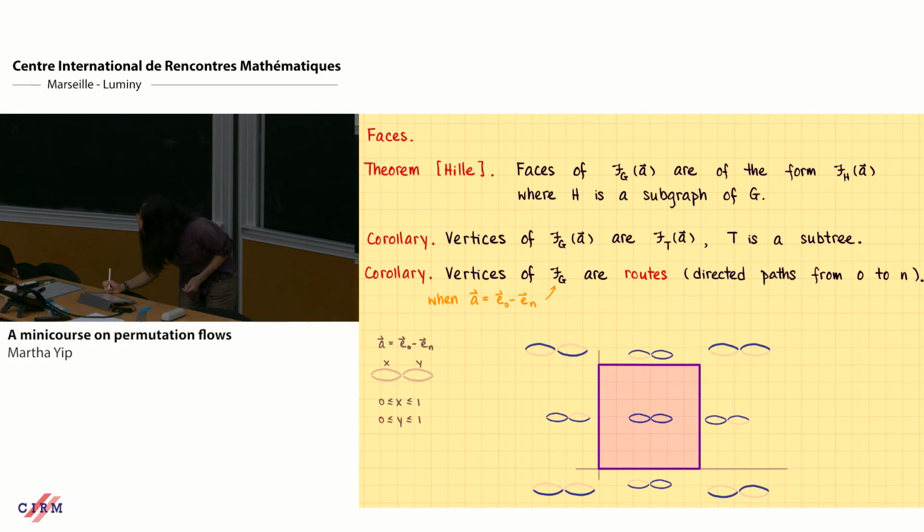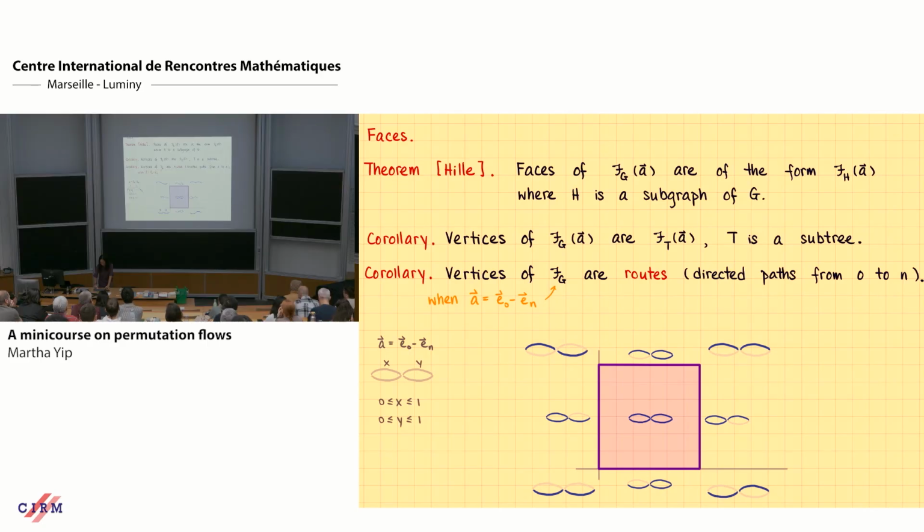Did I flip this? I flipped this. I need to do a reflection. This is supposed to be the other way, but I don't want to erase this right now, so I'm just going to leave it. All right, so one more time: the vertices correspond to maximal paths, which I'll call routes, from the source to the sink.